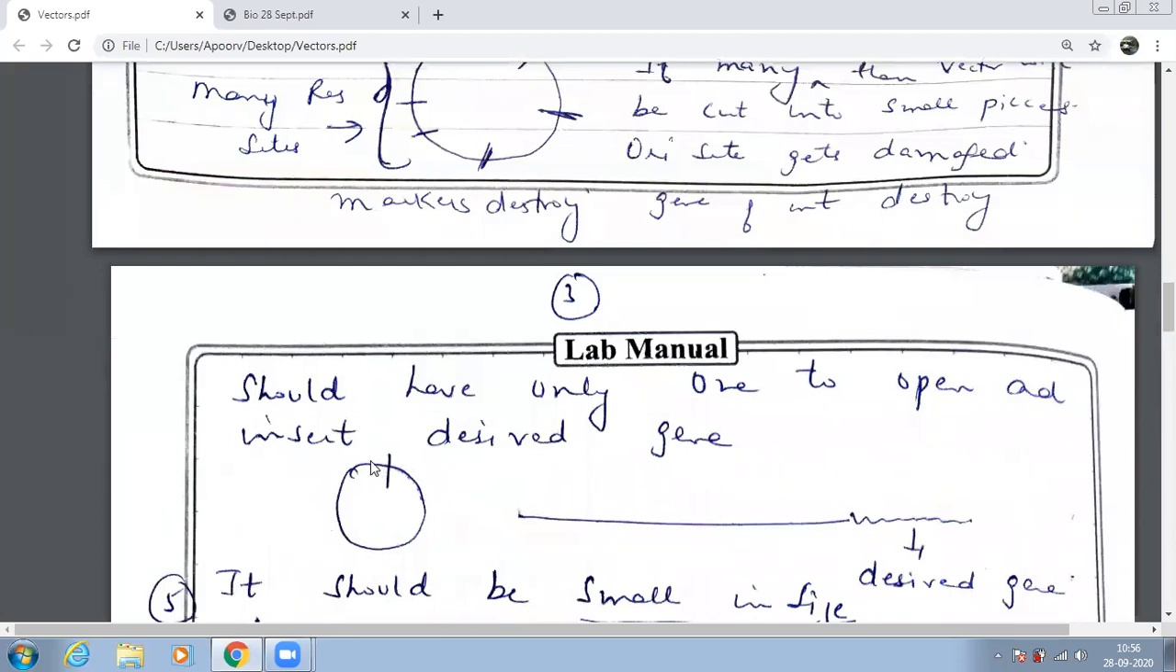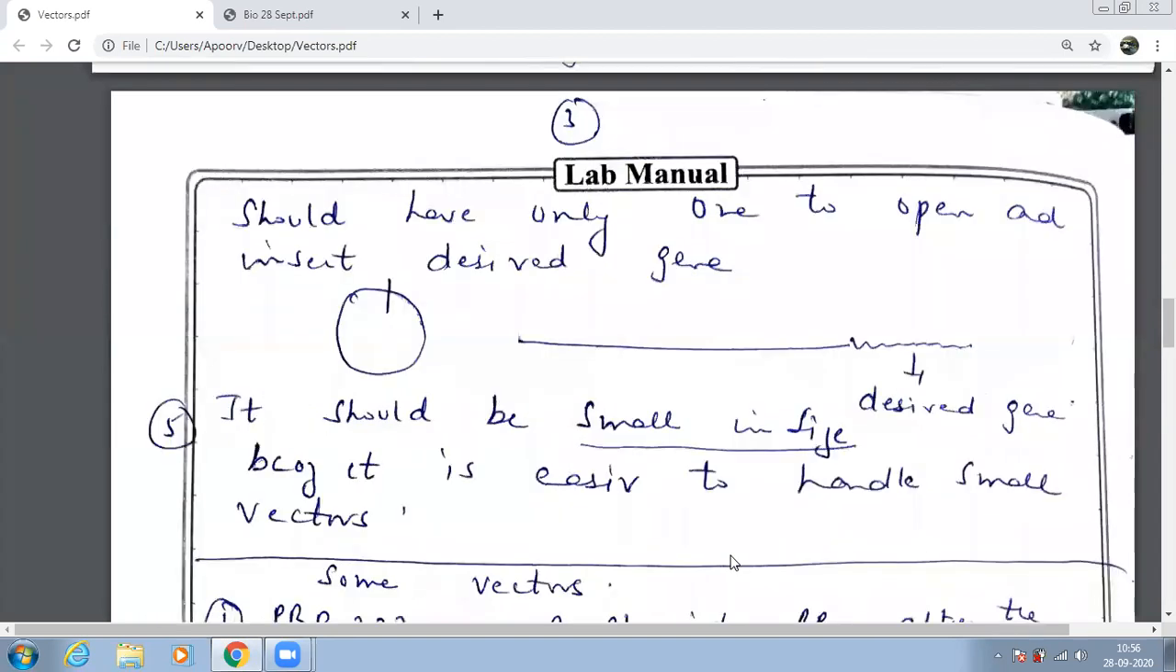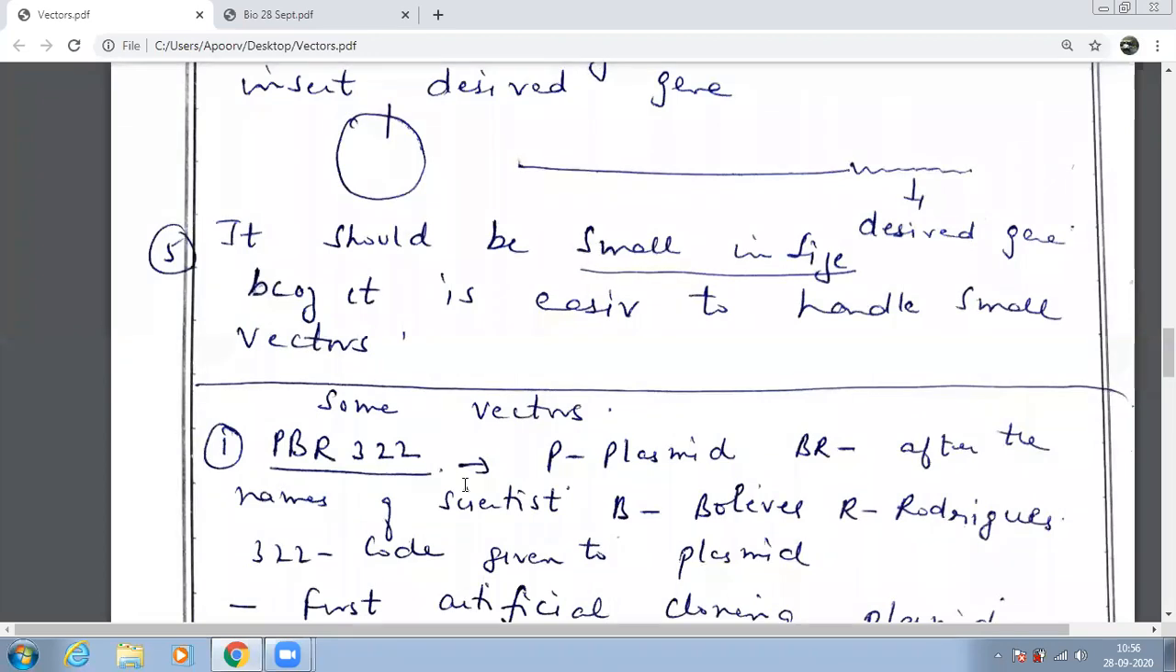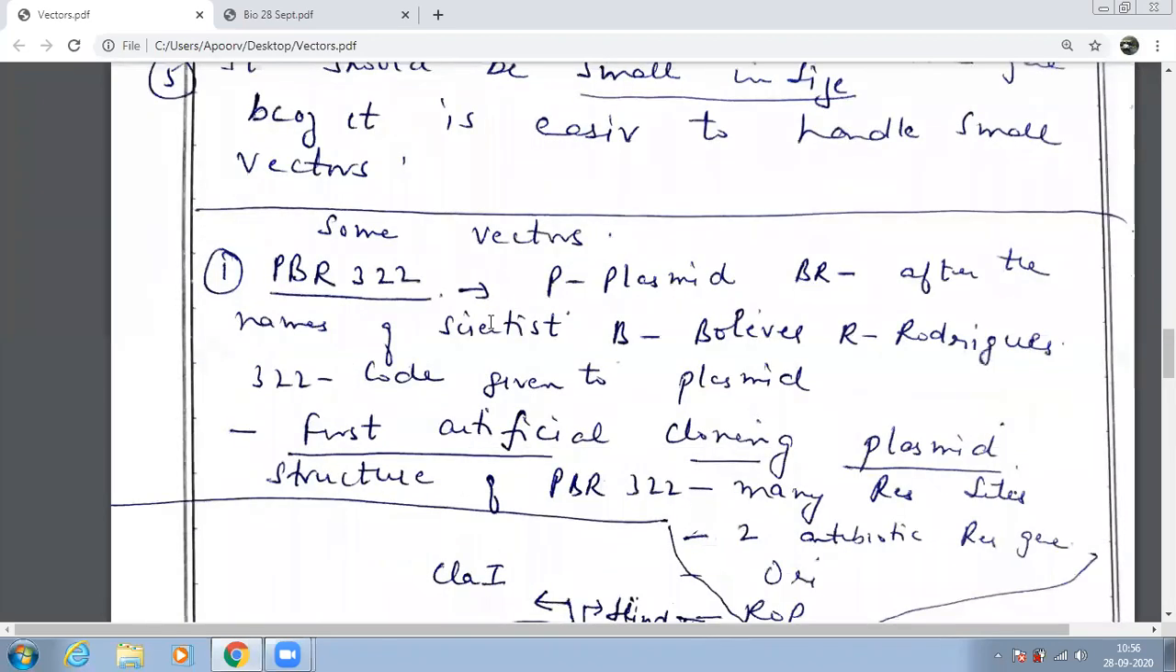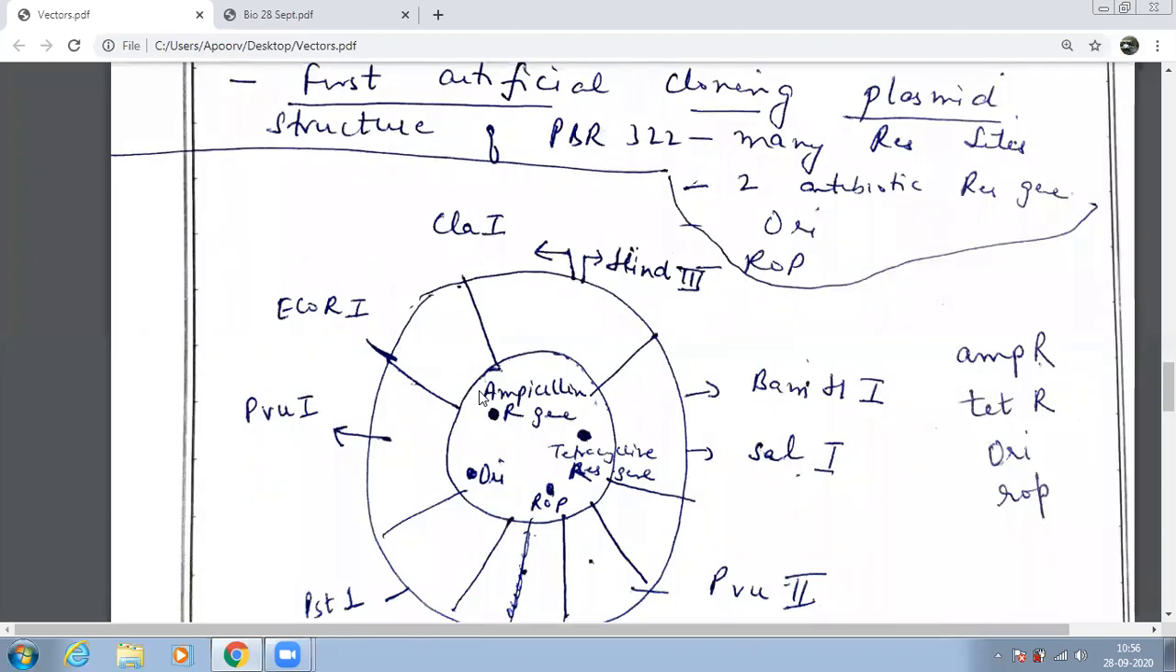You cut from here, it opens and becomes a linear structure. Then your desired gene can insert into it. I'll also take up in one of the videos what happens after it is inserted, how it attaches. The vector should be small in size. This is the fifth quality of a vector. So we did PBR 322. It had all the 5 things which are needed in a vector.